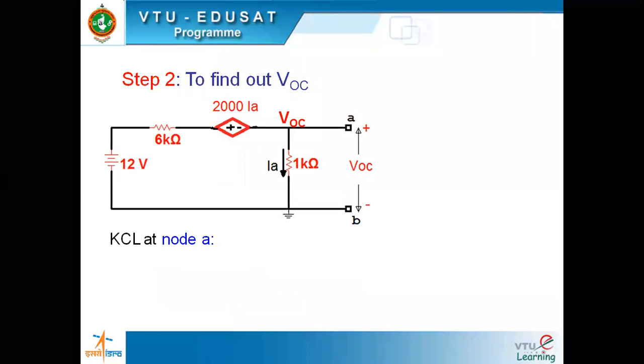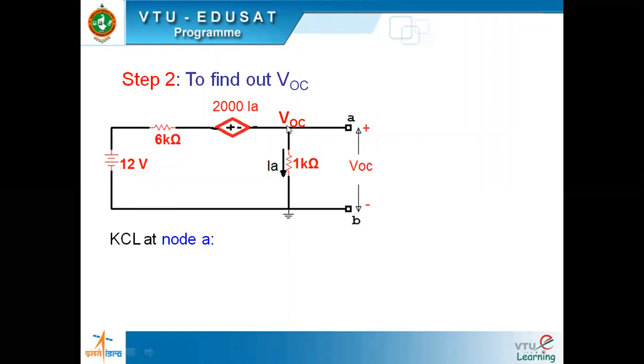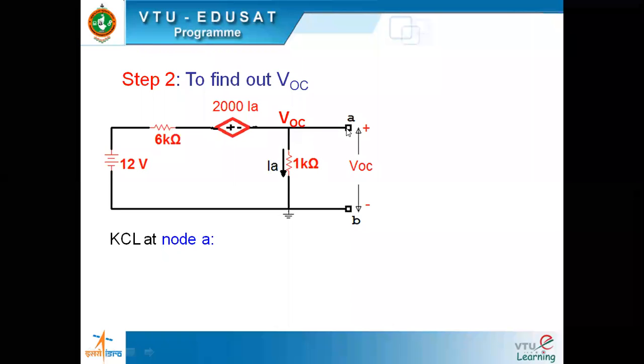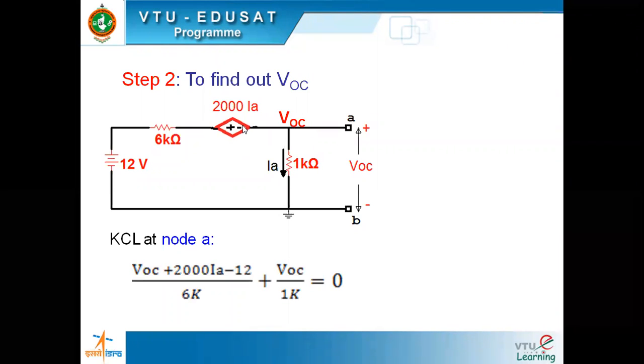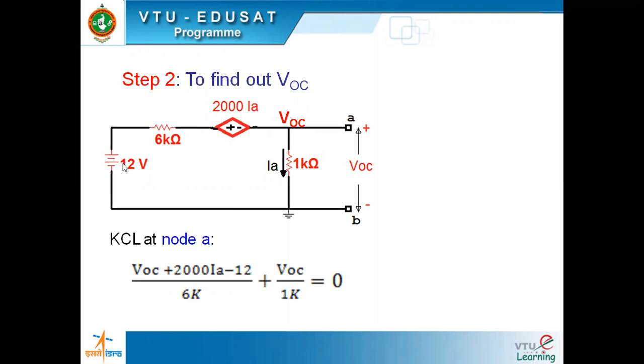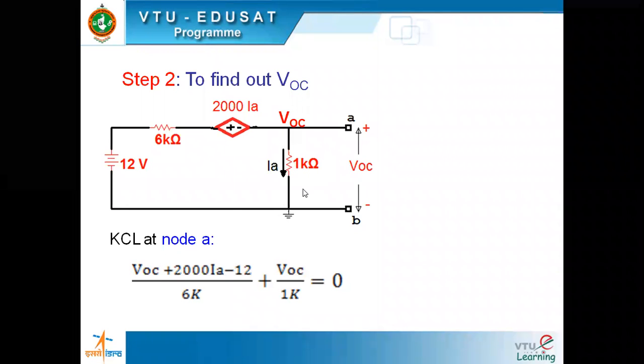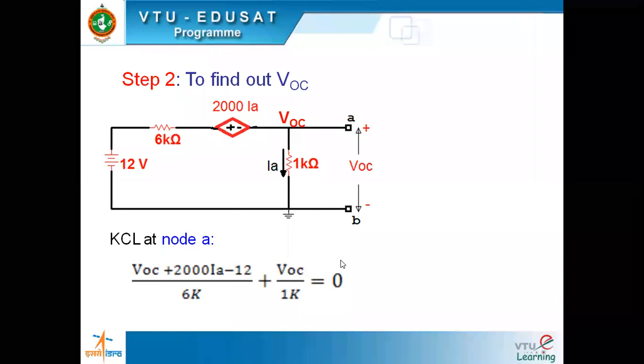We have to find out VOC also. So mark VOC across the open circuit terminals. Now this is your VOC. This VOC is not 0 because A and B are not short circuit, right? So this is the open circuit voltage. So KCL at node A. This is VOC plus 2000 IA minus 12 divided by 6K is the current that is leaving. We have solved such problems in node analysis. The current leaving here is VOC by 1K, and no entering current, so it is 0.